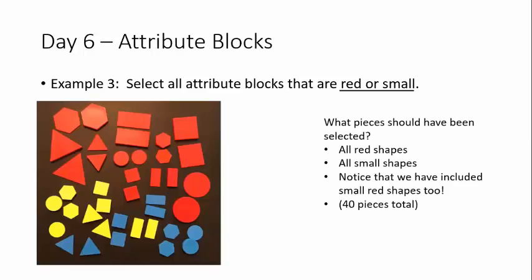Here we have a picture showing all of the attribute blocks that satisfy the criteria here. So we have all of the red shapes. All the large ones and the small ones are there. And then we need small ones too. So the yellow small ones are included, the blue small ones are included, and then we got the red small ones when we got all of the red, so they are in there as well. We actually have 40 pieces here that satisfy the criteria, red or small.